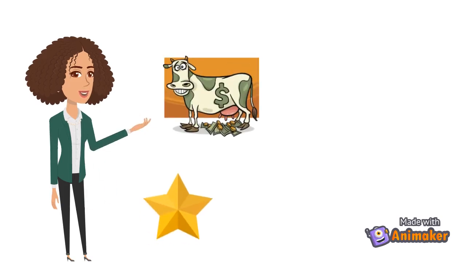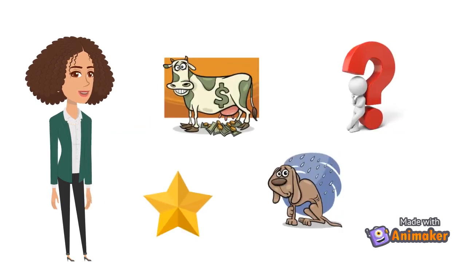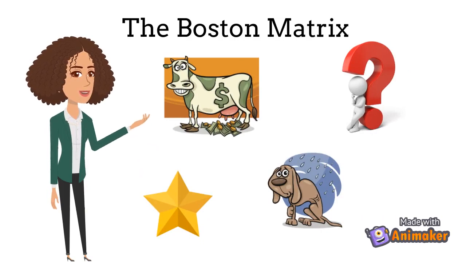Cash cow, rising star, problem child, and poor dogs. Together, these are the components that form the foundation for the Boston matrix, which I would like to explain to you in this video.